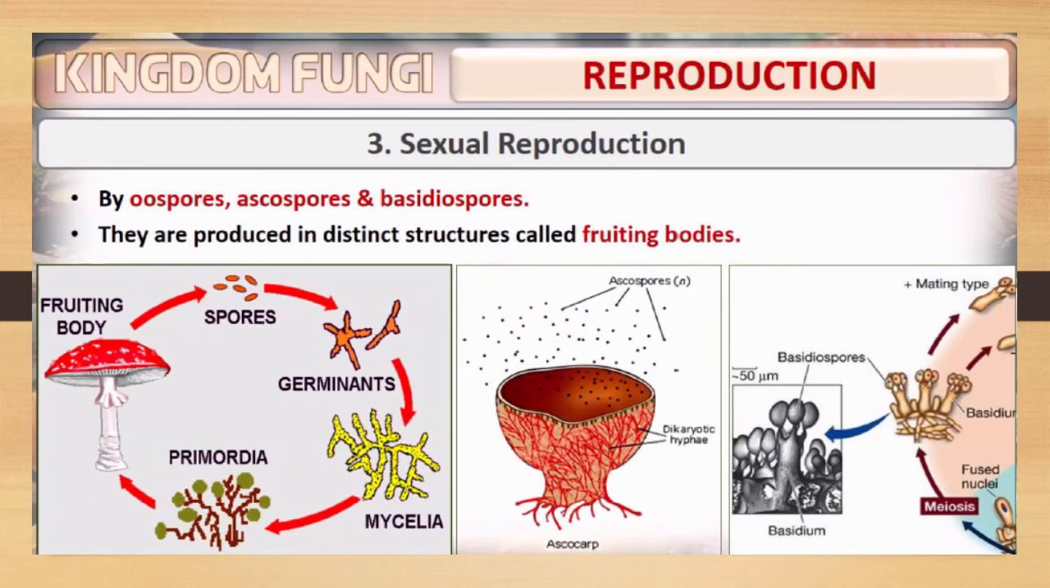The third method of reproduction is sexual reproduction. It is done with the help of oospores, ascospores, and basidiospores. They are produced in a distinct structure called fruiting bodies. Here you can see this is the fruiting body, in which spores will be generated, then germinate and convert into mycelia and form a new organism. Sometimes this fruiting body is called an ascocarp and it releases ascospores. Sometimes it is called a basidium, which forms basidiospores. So different types of fungi have different kinds of fruiting bodies.